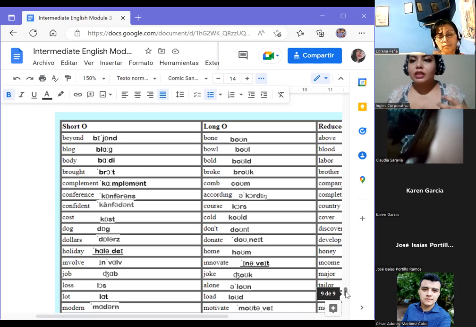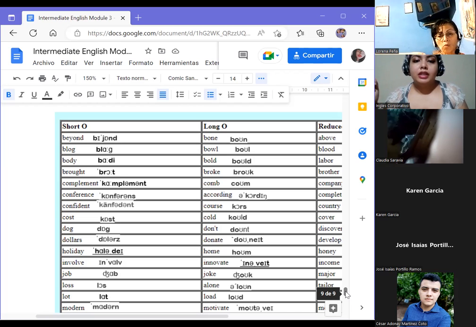No le estamos marcando tanto. No es como decir body, that it will sound really weird, body. Es como que lo digamos muy rápido, body. Y no se marca tanto el sonido de la O. En long O, we have bone, bone, que es como que uniéramos O, bone, bowl.